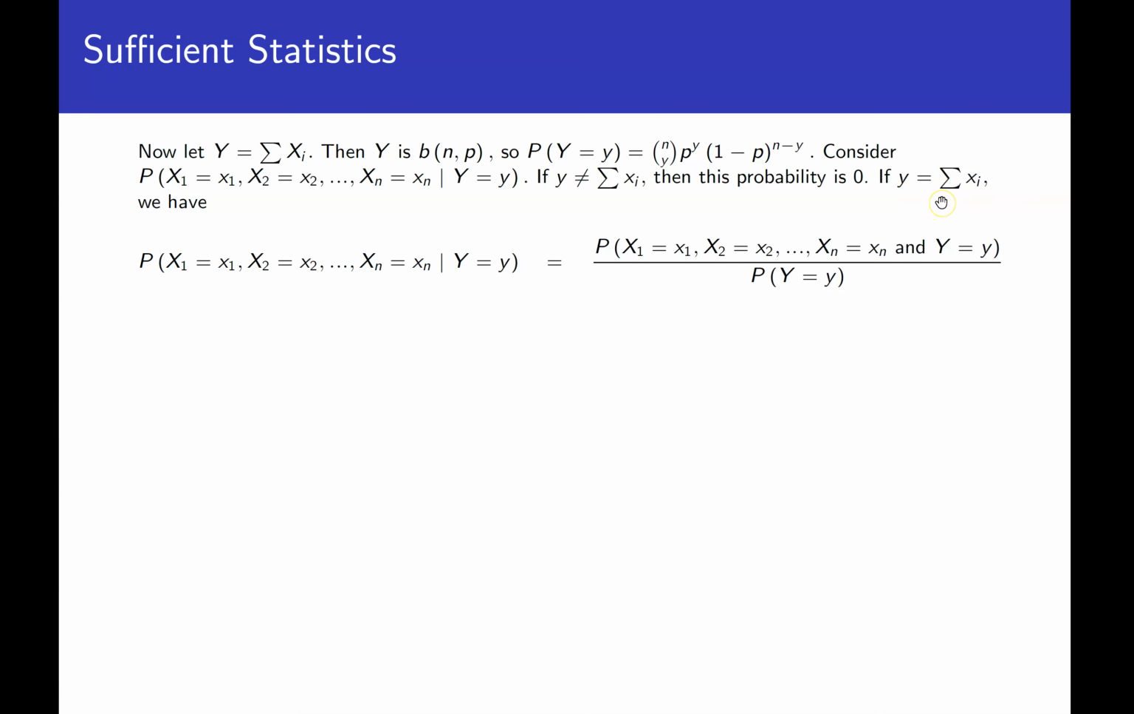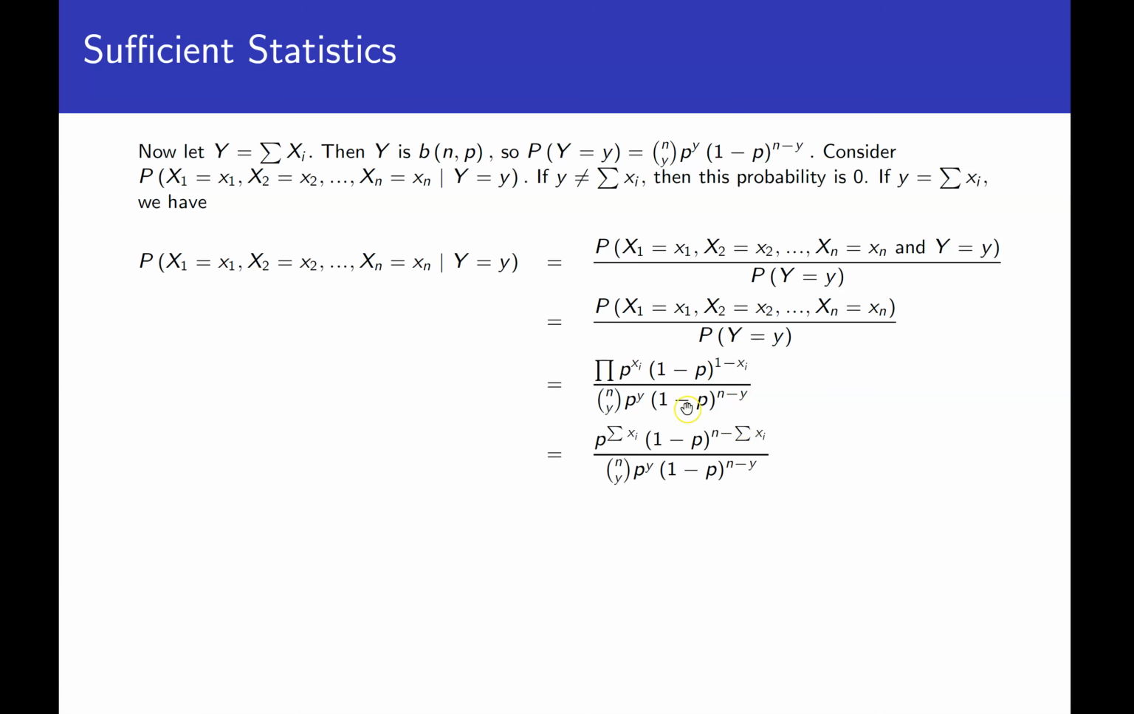Otherwise, if y is the sum of the x sub i's, then this probability is just, here's our conditional probability formula, right? It's the probability of the intersection over the probability of the given. Well, we just said that if y is equal to the sum of the x sub i's, in order for both of these things to happen, we have to have the first thing happen. So I can replace the top with just the probability of each individual xi equaling the little x sub i. We've already got formulas for both of these things.